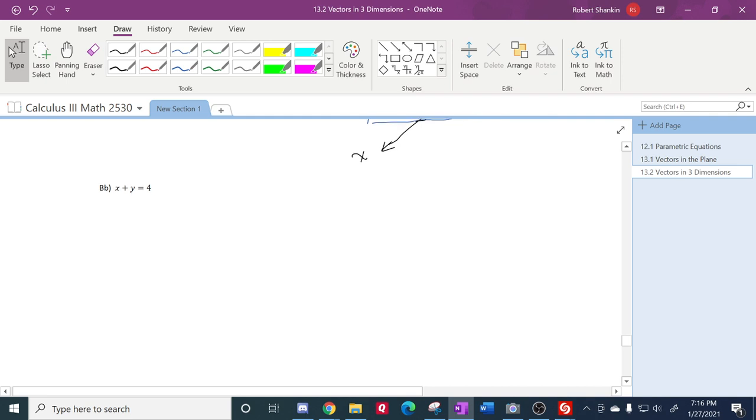And then let's go to the next one. x plus y equals 4. This is the same as 1x plus 1y plus 0z is equal to 4. And now, if I made a table of values like I did before, what was the lesson that we got from the table of values? Basically, it's just that z can be anything.